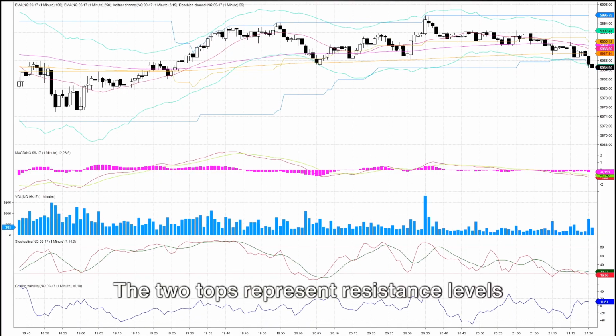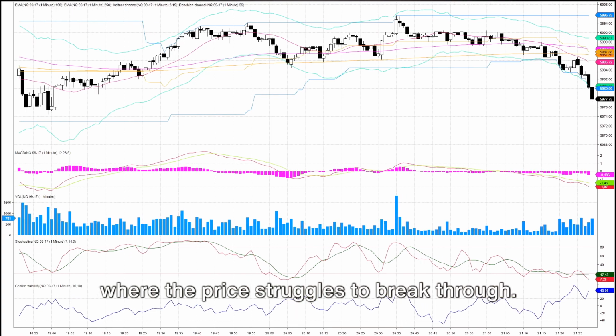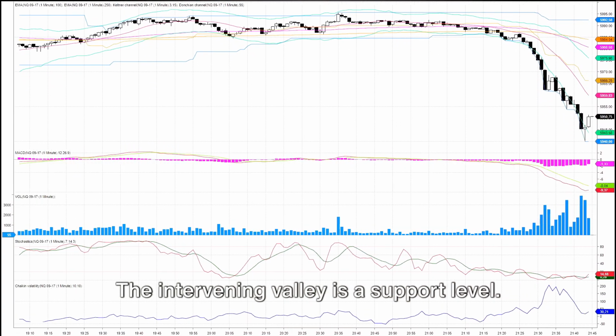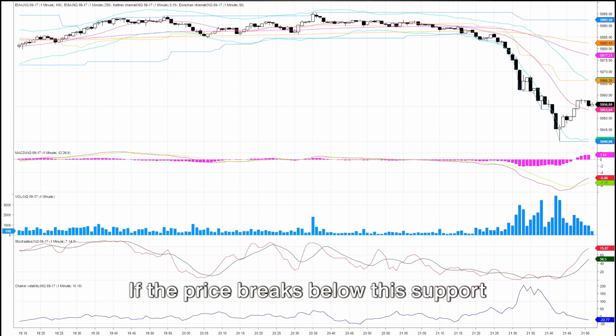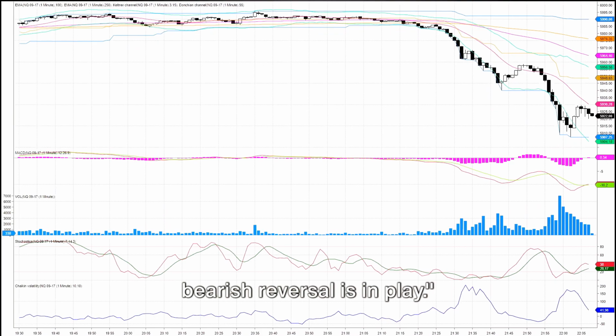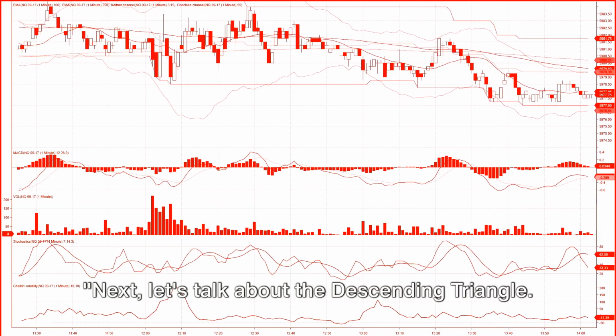The two tops represent resistance levels where the price struggles to break through. The intervening valley is a support level. If the price breaks below this support level, it's a strong indication that a bearish reversal is in play.